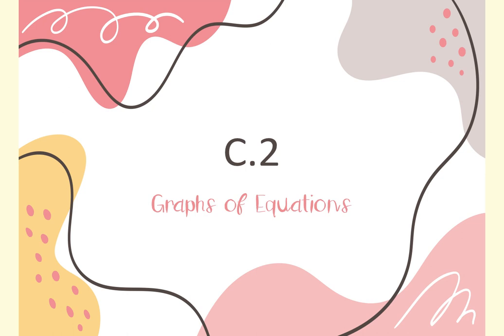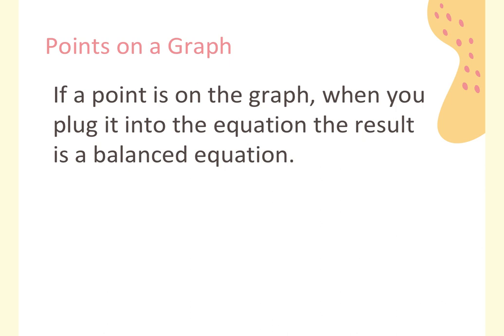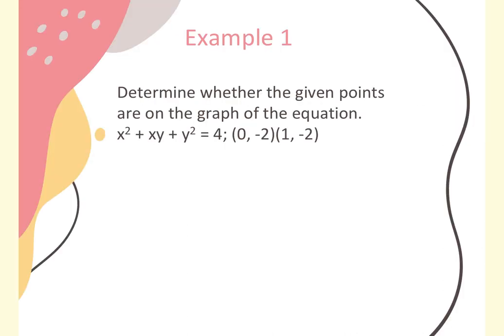All right, C2 is graphs of equations. So we start real basic. Like if a point is on a graph, then when you plug it into the equation, the result is a balanced equation. So you could see something like, is 1, 2 on the graph of this equation? And all you have to do is plug it in. If left side equals right side, it's a yes, okay? It's also your default when you have no idea how to graph something. You can plot a point of any kind of graph. So this one just says to determine whether the given points are on the graph of the equation.